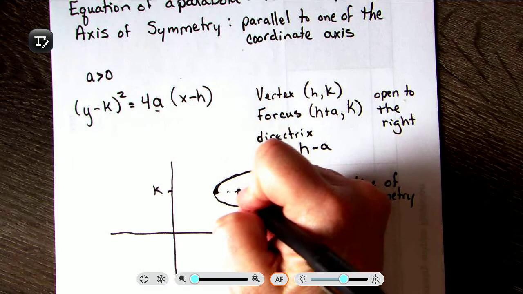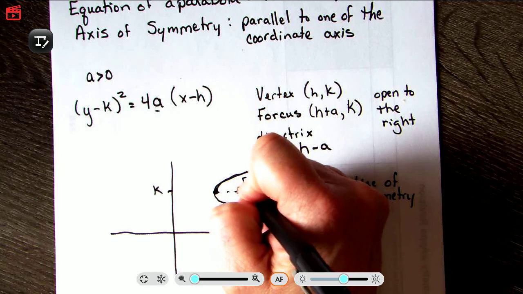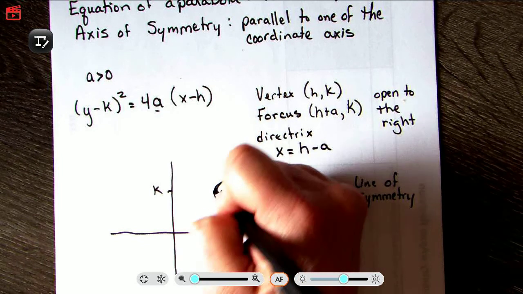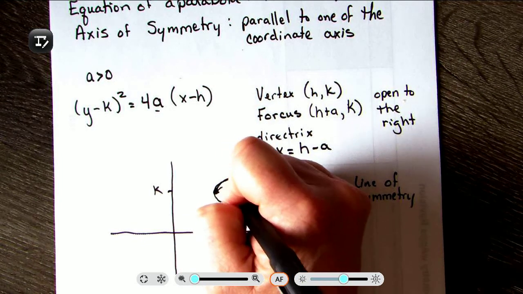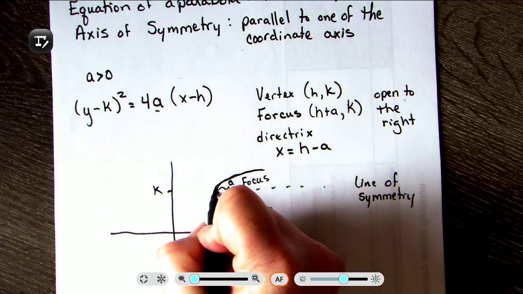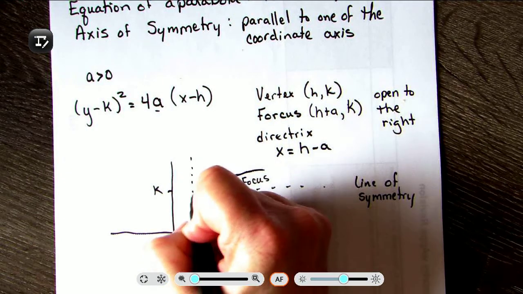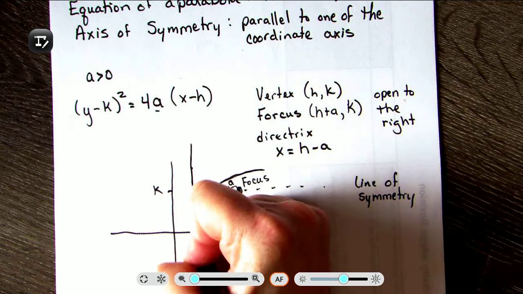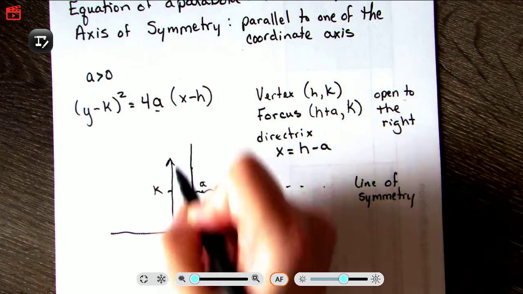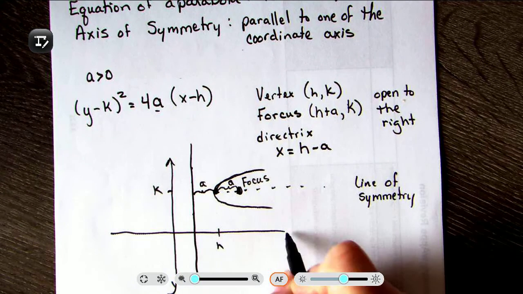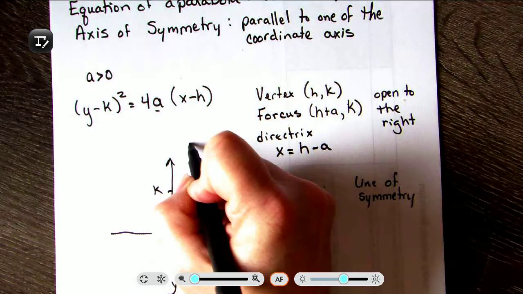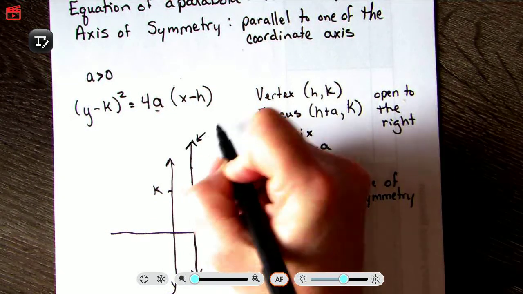The directrix, so here's my focus. And this distance right here is what we call a. If you go a units this direction, you get a line. So I'm going to draw this line in here. So this is my y, there's my x. So here's my line called the directrix.